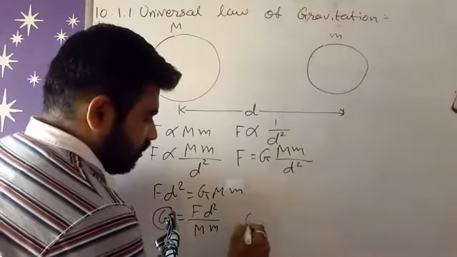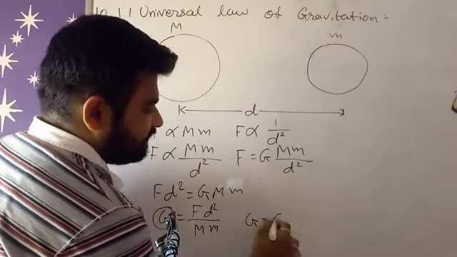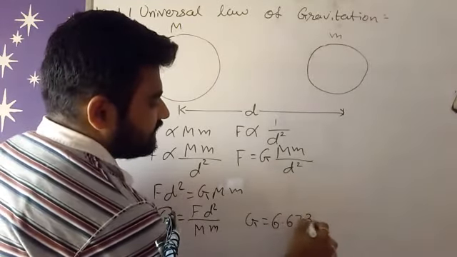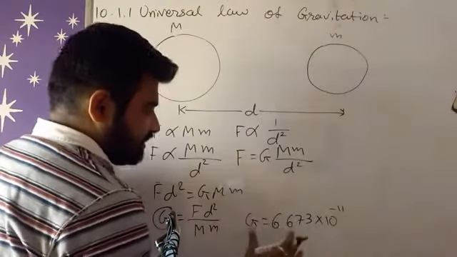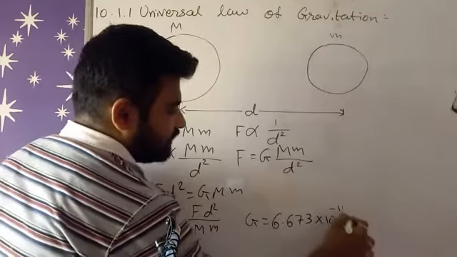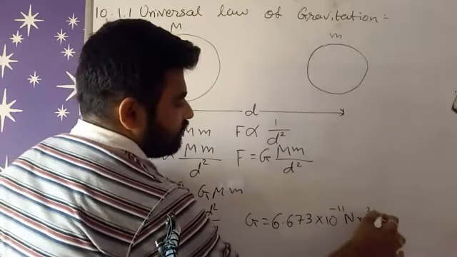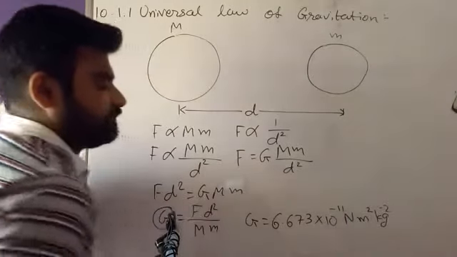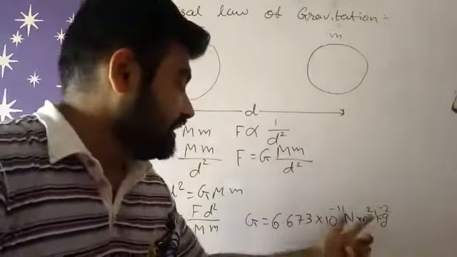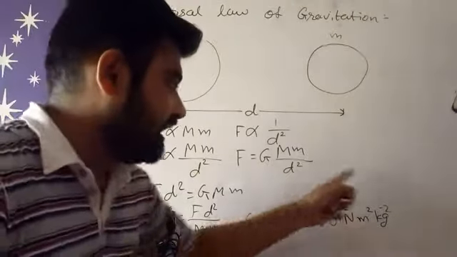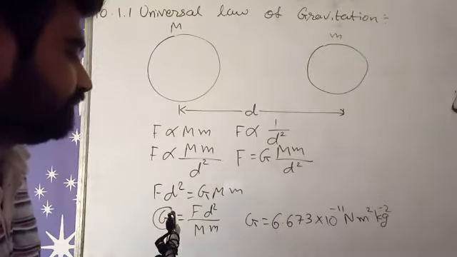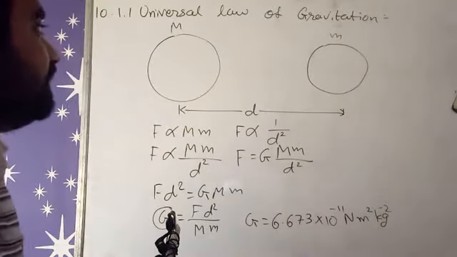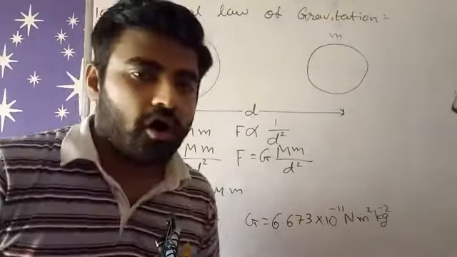This constant has a fixed value, which is 6.673 into 10 raised to minus 11, and the unit of the gravitational constant is Newton meter square kilogram to the power minus 2. That is the unit of the gravitational constant, and this constant was discovered by Cavendish. So that is our universal law of gravitation.